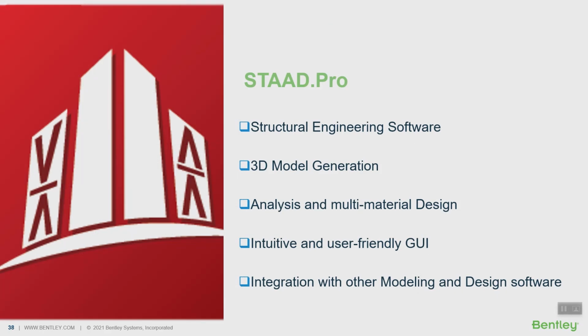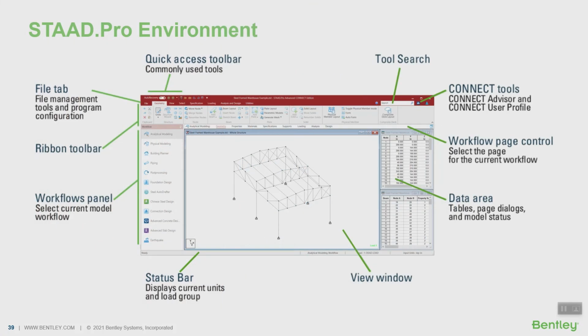Now let's discuss STAAD.Pro. STAAD.Pro Connect Edition is the most popular structural engineering software worldwide for 3D model generation, analysis, and multi-material design. It has an intuitive, user-friendly graphical user interface, visualization tools, powerful analysis and design facilities, and also integration to several other modeling and design software products. The program is organized to reflect the typical process of modeling, analyzing, and post-processing of a structure.